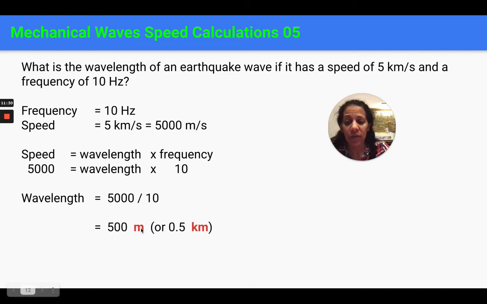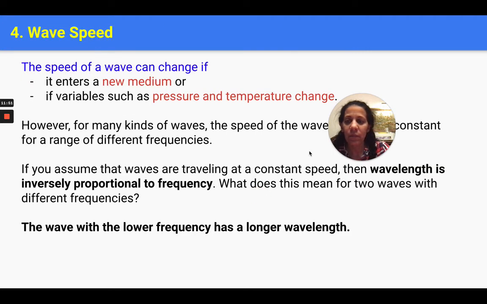Now the unit here is very important. Because this is standard, we should use the meter. But sometimes he'll say, because he gave it to you in kilometers, convert it back to its original unit. So how much would 500 meters be? It would be 0.5 kilometers. Okay? All right.